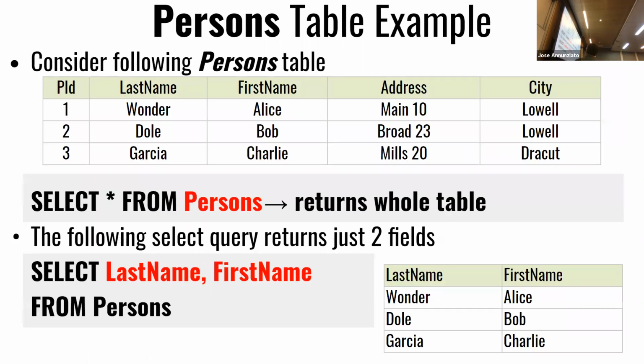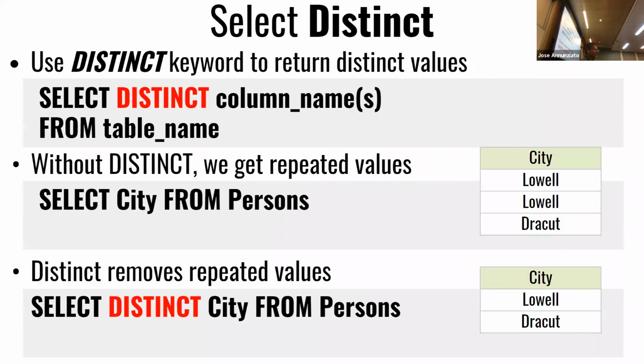Here's a couple of examples. We're selecting all the records from persons, so it returns the entire table, or we can do a projection where we only retrieve just the last name and first name, right? If your results might have multiple copies of the same result over and over, you can use the optional distinct keyword in front of it, right? And you would say, okay, well, I don't want Lowell to display more than once, right?